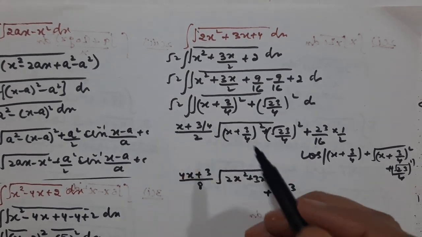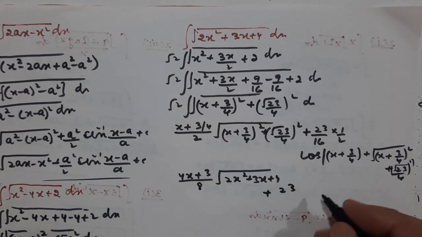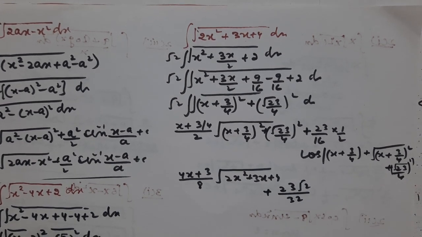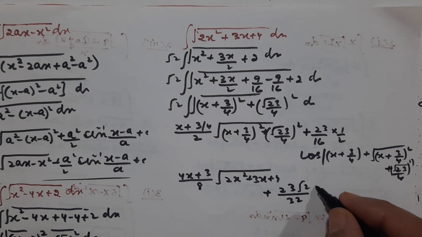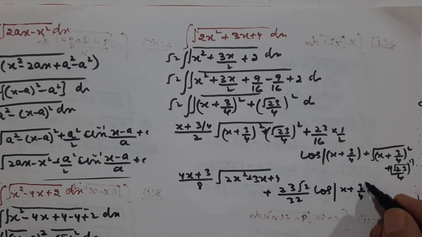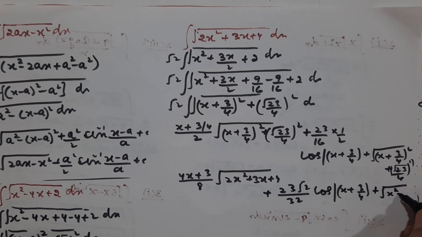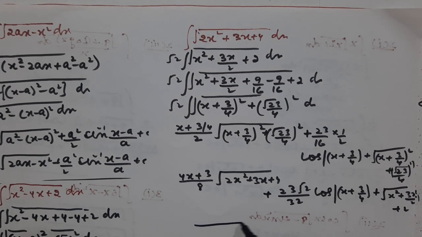Now here we have root 2 also in the beginning. So multiplying that root 2 here also, 23 root 2 upon 32, and then log x plus 3 by 4, and here we get plus under root x square plus 3x upon 2 plus 2. So this is the solution.